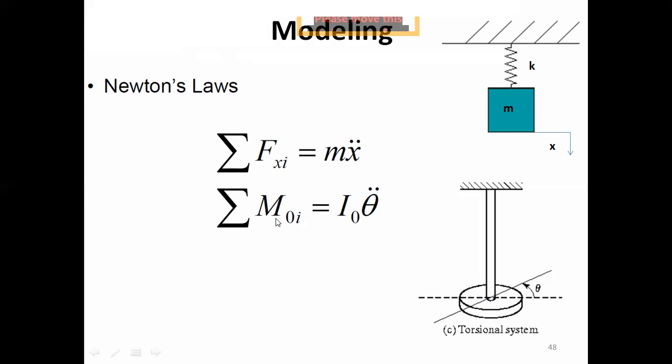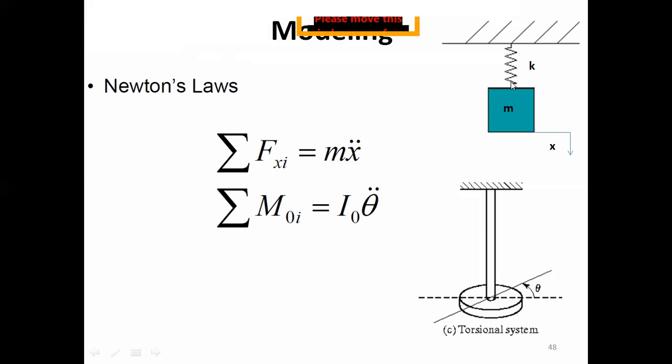Summation of all of the moments about the axis of rotation must be equal to the mass moment of inertia I naught about that axis times the angular acceleration, theta double dot, which is the angular acceleration. So in order to find the equation of motion, one of the methods that we could use is the Newton method, which is based on Newton's second law of motion.